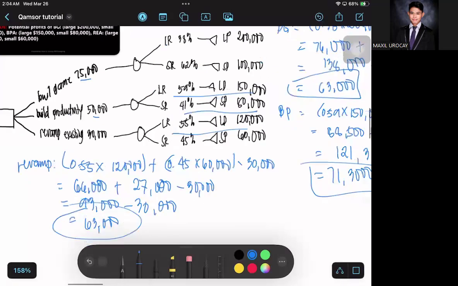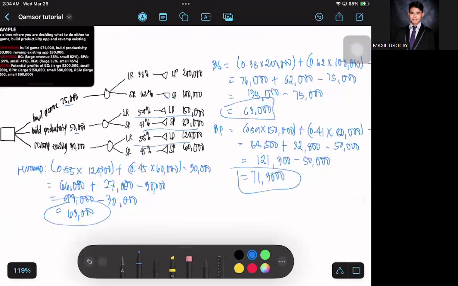So considering that your build game is 63,000, build productivity app is 71,300, 121,300 minus 50,000 is 71,300. Okay, 71,300. So what will be your best case here? Is it 63? Is it 71?